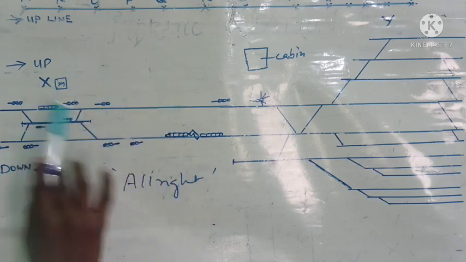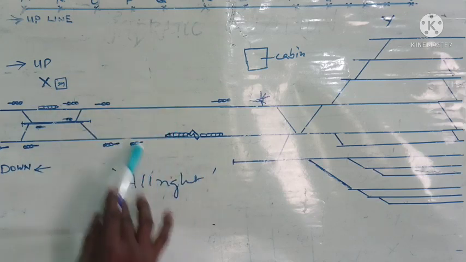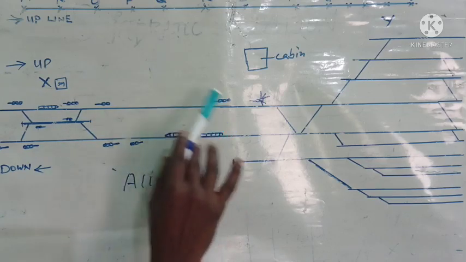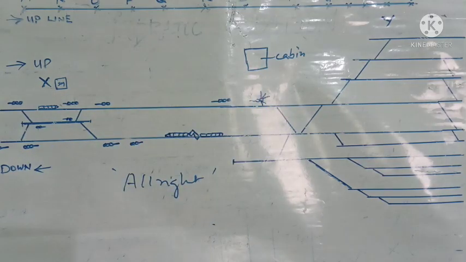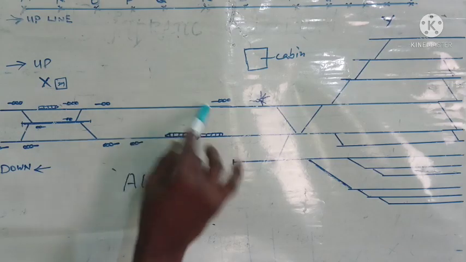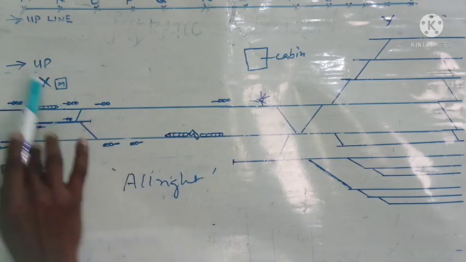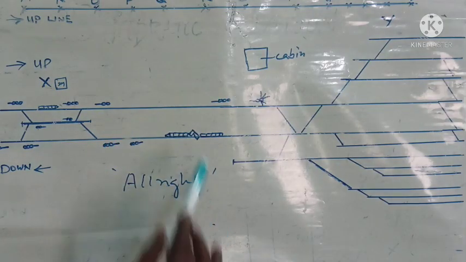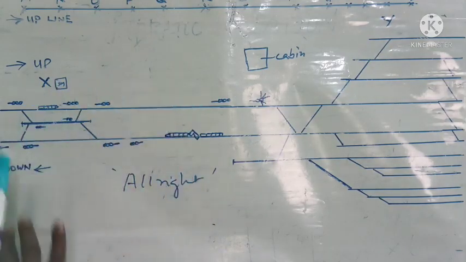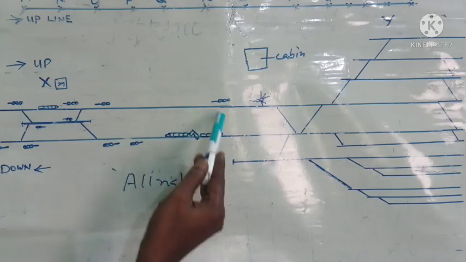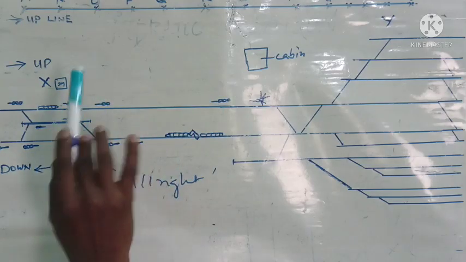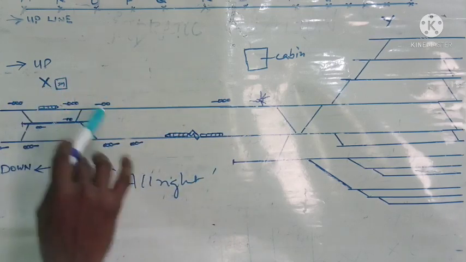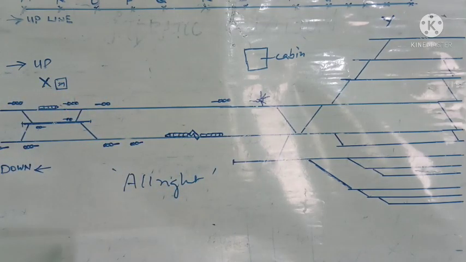Suppose the crew and the guard do not exchange all right signal with the station staff, the train should be treated as a runaway train and should be stopped at the next station. Suppose the loco pilot does not get the all right signal from the guard, he should give 2 short whistles to attract the attention of the guard. Still, if he does not get the all right signal from the guard, the train should be stopped and the whereabouts of the guard should be inquired.